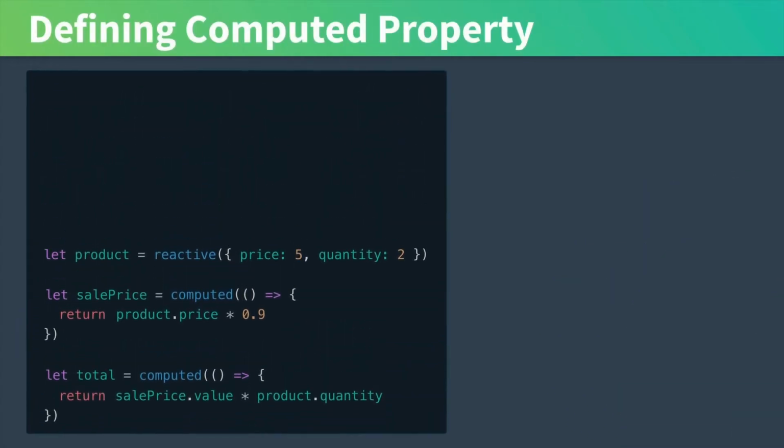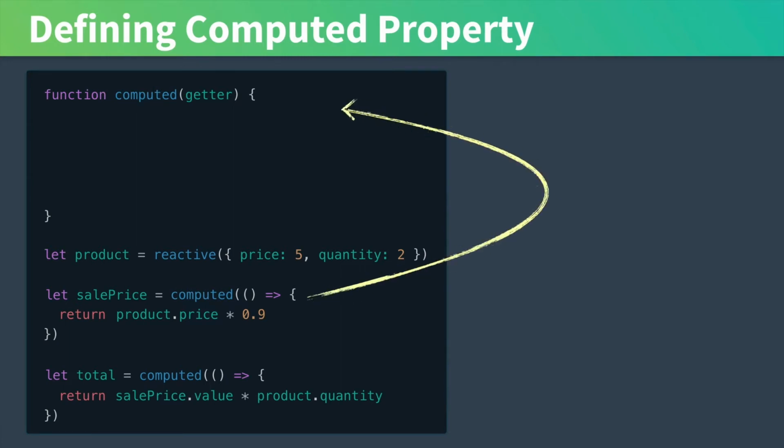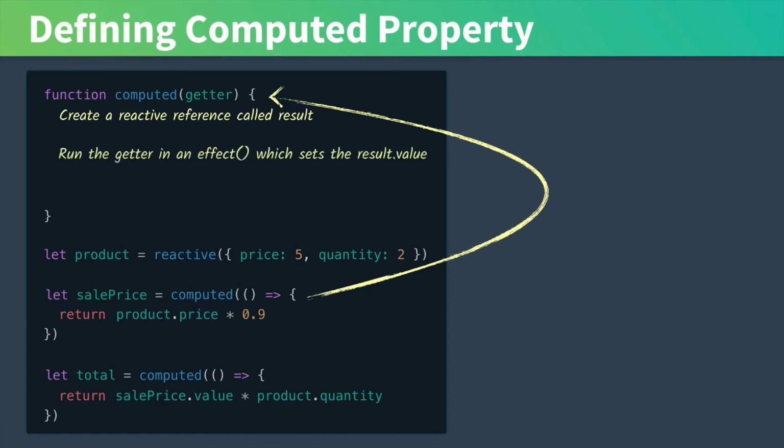First, we'll define a computed function which receives a parameter we're going to call getter, because it gets a value. Then thinking about this, writing pseudocode, we're going to create a reactive reference, we'll call it result. Then we'll run the getter inside an effect because we need to listen for reactive values, and that will set the result.value, and then we'll return the result.